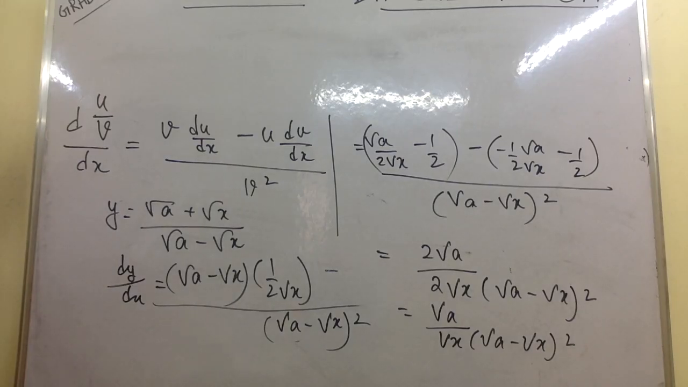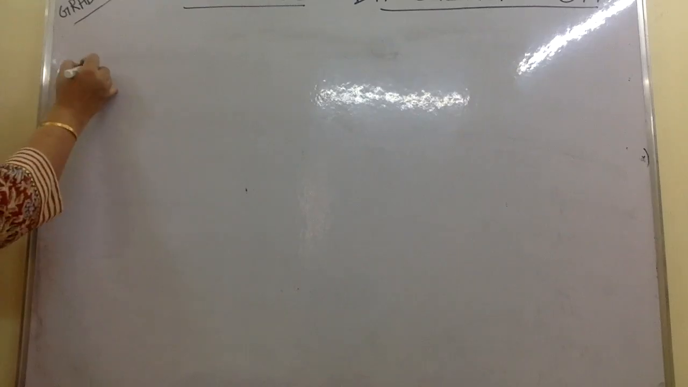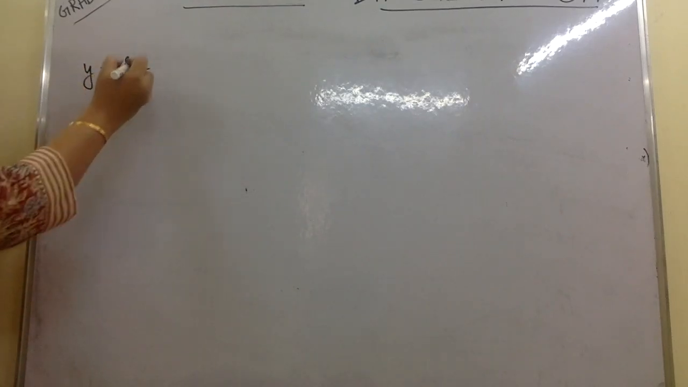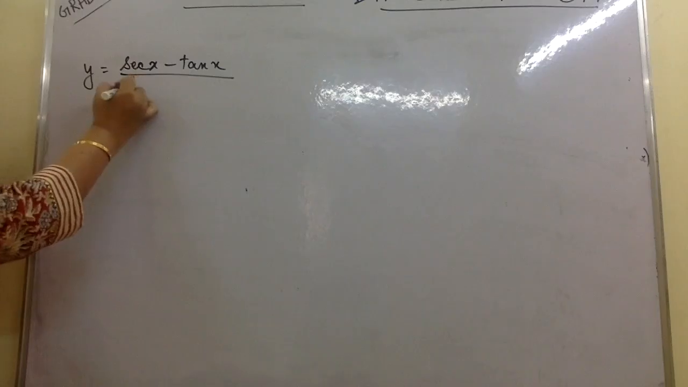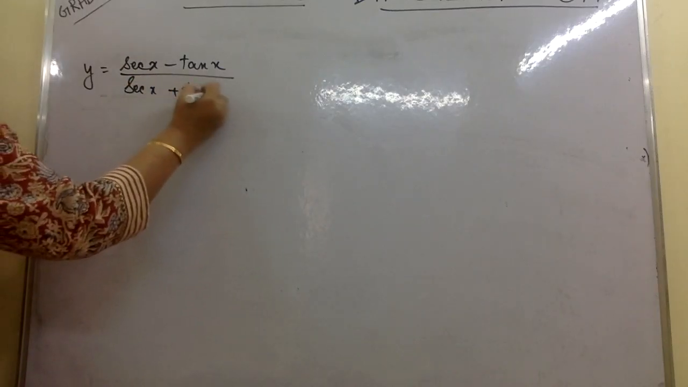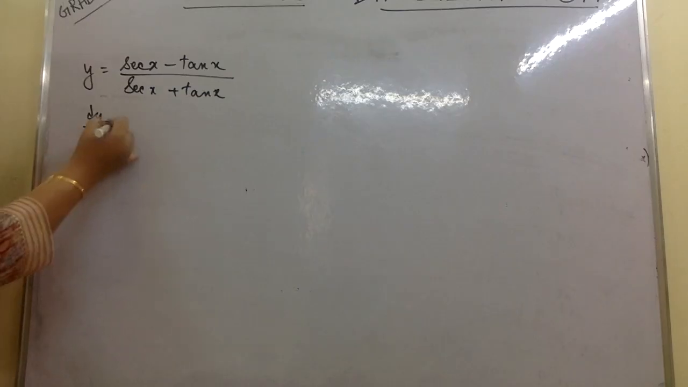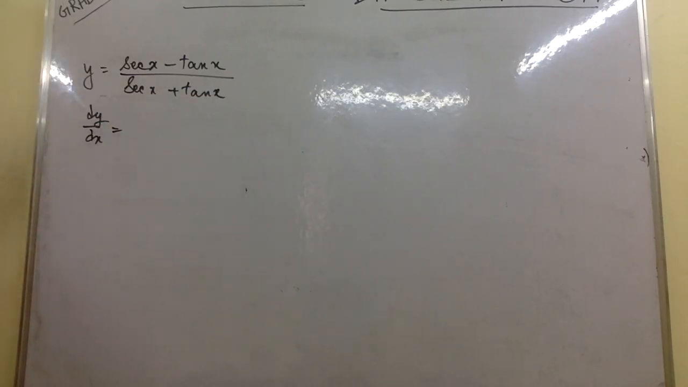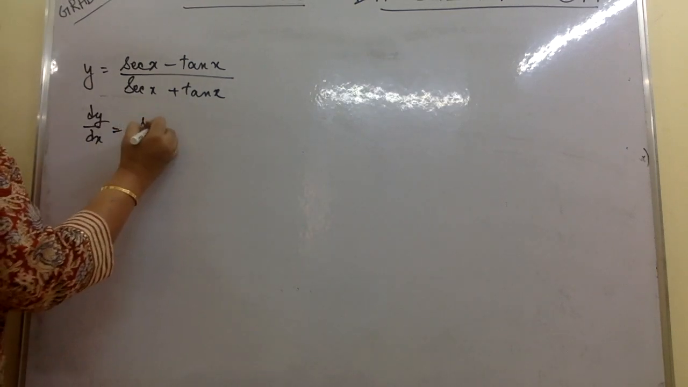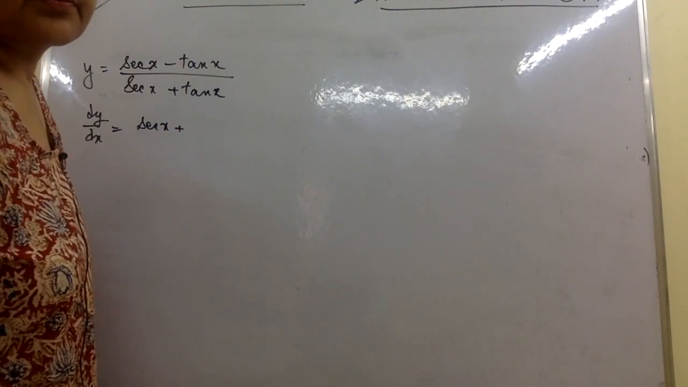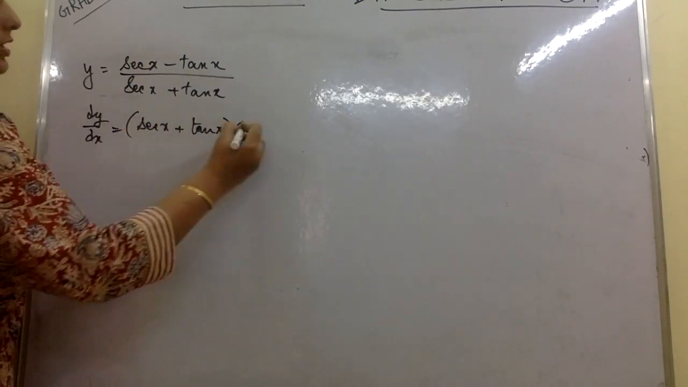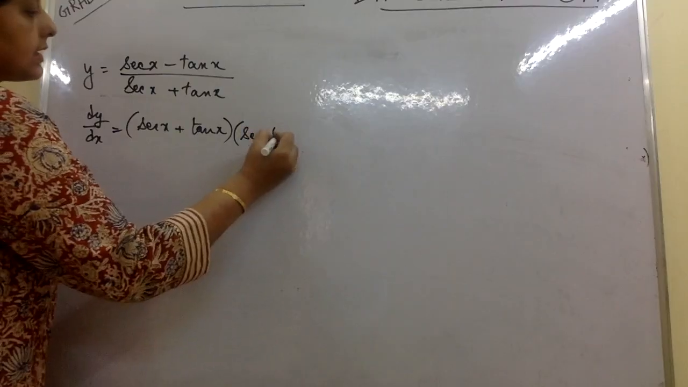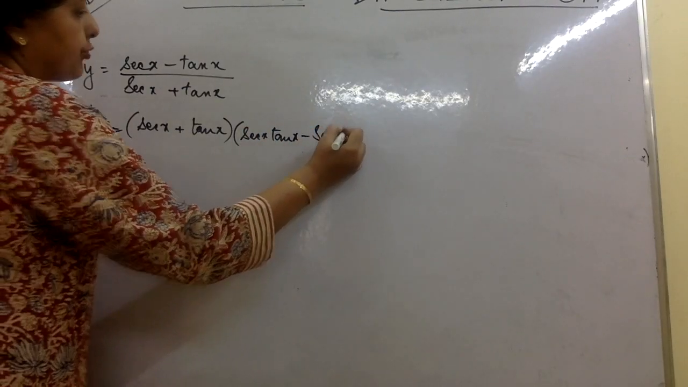The next question is going to be a trigonometric one. Y is equal to sec x minus tan x and sec x plus tan x. Sec x plus tan x. Okay, dy by dx is, so we have this as u by v clearly. So we'll first write the denominator, and we will differentiate the numerator, which is sec x is sec x tan x minus sec square x.